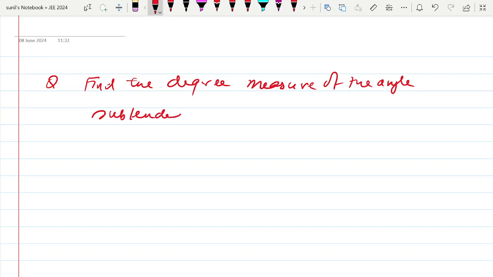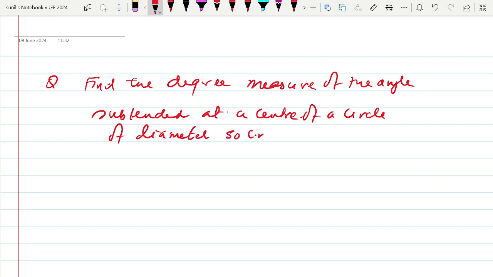Find the degree measure of the angle subtended at the center of a circle of diameter 50 centimeter by an arc of 11 centimeter. Now, how will we handle this problem?